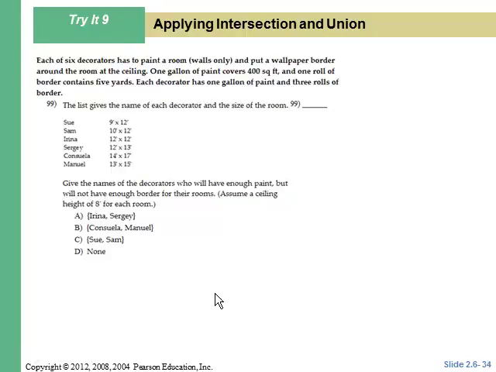Okay, each of 6 decorators has to paint a room, walls only, and put a wallpaper border around the room at the ceiling. 1 gallon of paint covers 400 square feet, and 1 roll of border contains 5 yards. Each decorator has 1 gallon of paint and 3 rolls of border. The list gives the names of each decorator and the size of the room. Give the names of the decorators who will have enough paint but will not have enough border for their rooms. Okay, so we want to have 400 square feet.